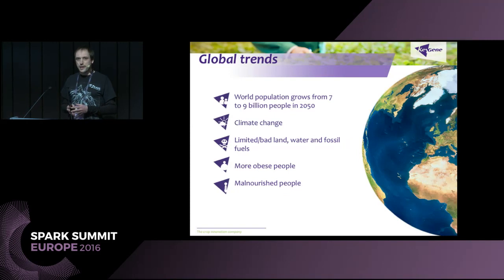So to start out, when we look at the world, what we see are global trends. There's more and more people on the planet with less and less resources. So there's climate change that drastically changes the planet that we live on. There's less land, less water, less fuel available to feed all these people. We see that there's more illnesses. There's obesity. There's also malnourished people.